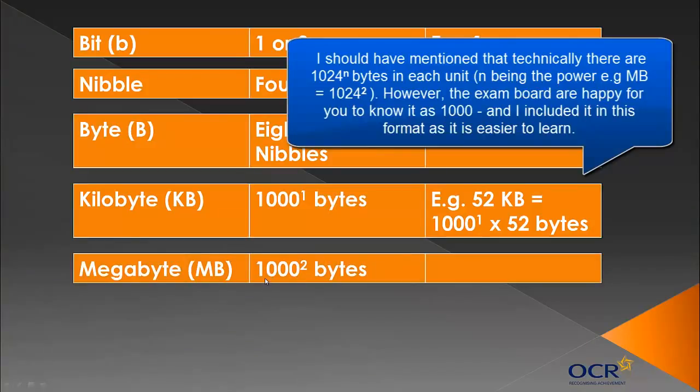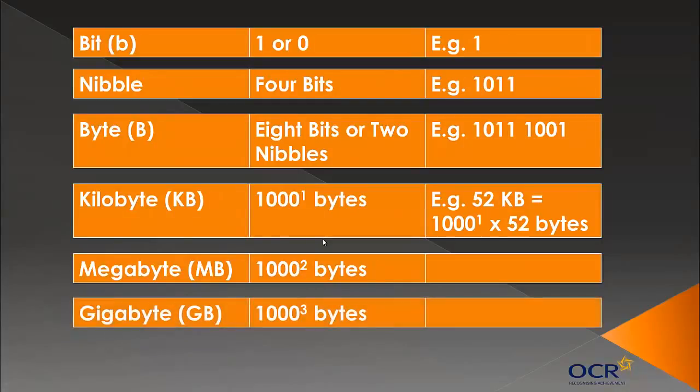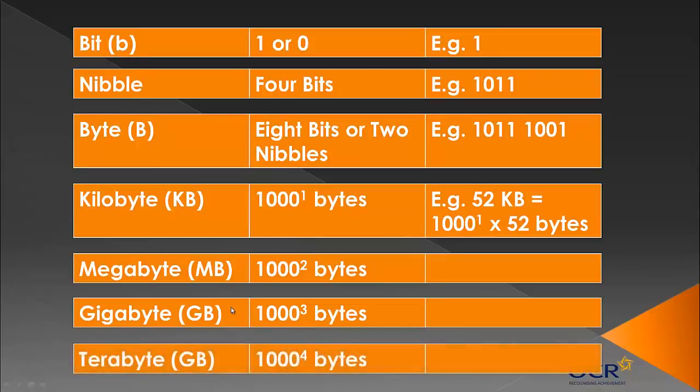This means it's 1000 times itself, which is 1 million, although that's not really that important to know. If this was 52 megabytes and you wanted to represent it in bytes, you do 1000 to the power 2 times 52. You don't have a calculator in the exam, so I'll show you a tip next on how to calculate these. They're really simple, actually. A gigabyte is 1000 to the power 3, and a terabyte is 1000 to the power 4. I've noticed a mistake, that should be a T to represent that.